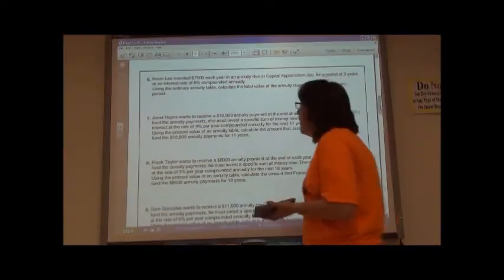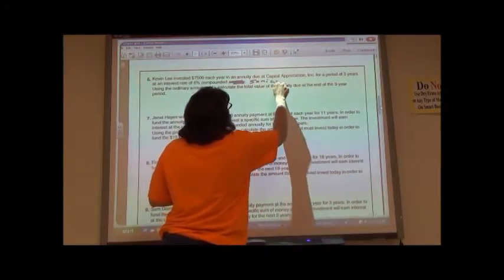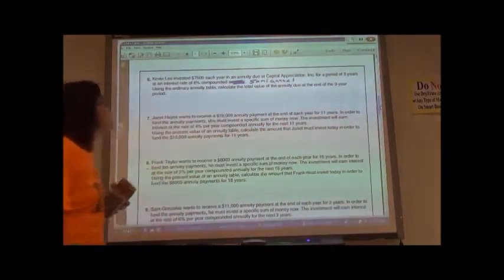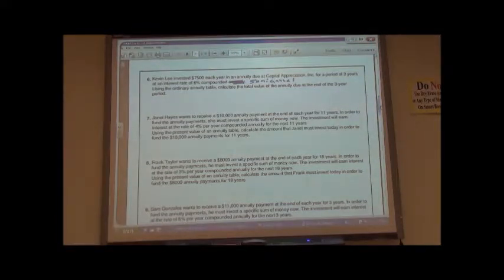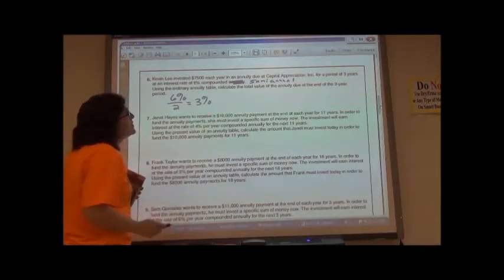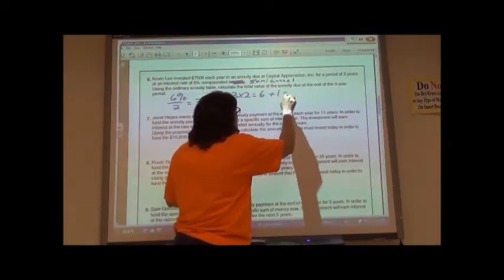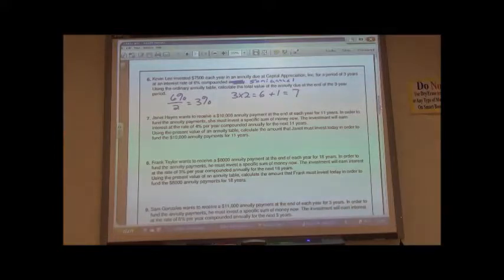And number 6, again, this one says compounded annually, so I'm going to make it semi-annually just so you have another variation. So Kevin Lee invests $7,500 each year in an annuity due, so paying at the beginning, for a period of 3 years at an interest rate of 6% compounded semi-annually. We want to find out what the total will be at the end of 3 years. So 6% semi-annually means we're going to use the 3% one. 3 years semi-annually would be 6 times, but we're doing an annuity due, so we have to put that extra payment on, so 7 times.